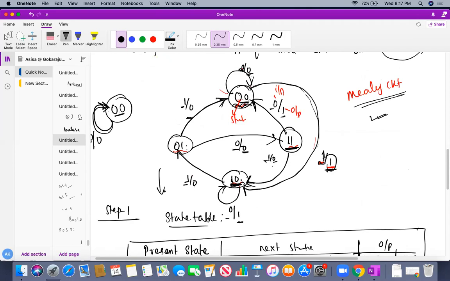If the states are written here as A, B, C, D, then you can assign those states binary values. But here the states are already written in binary terms like 00, 01, 10 and 11. So we need not assign binary values to each state. Any doubt on this? So step 2 and step 3, do you all understand?